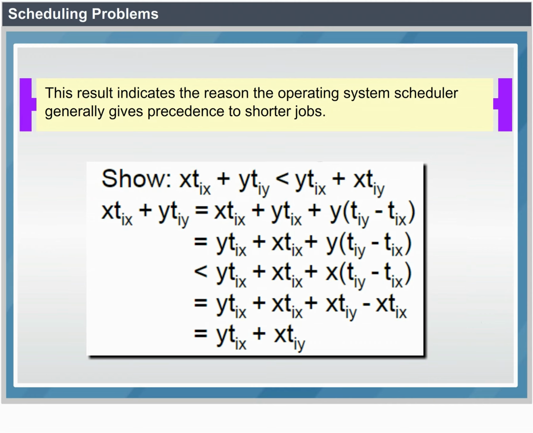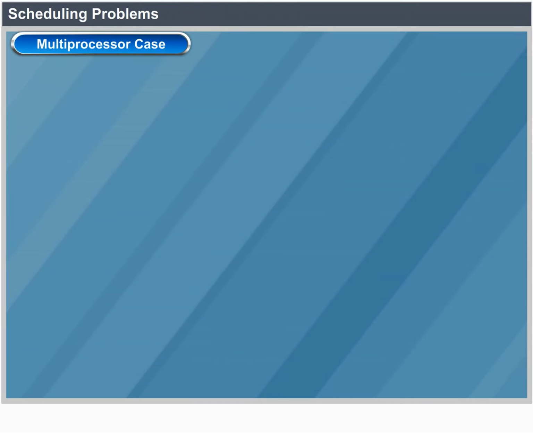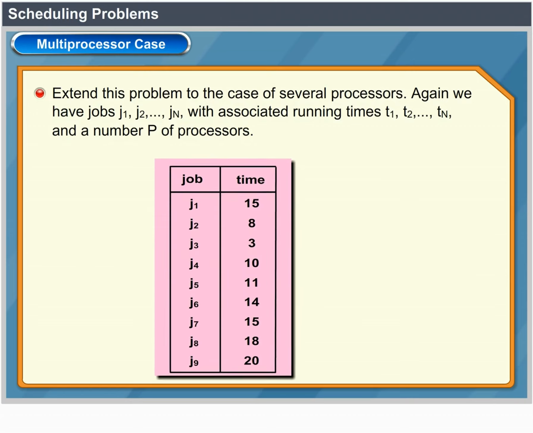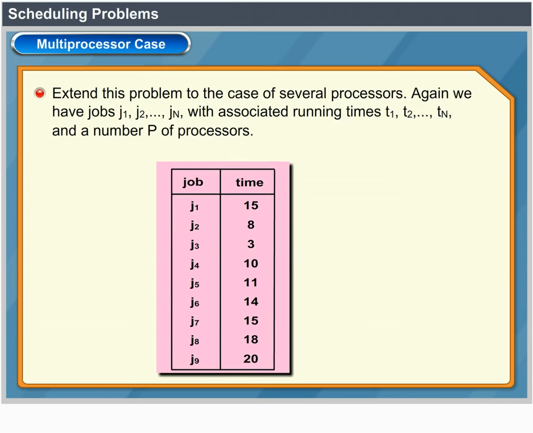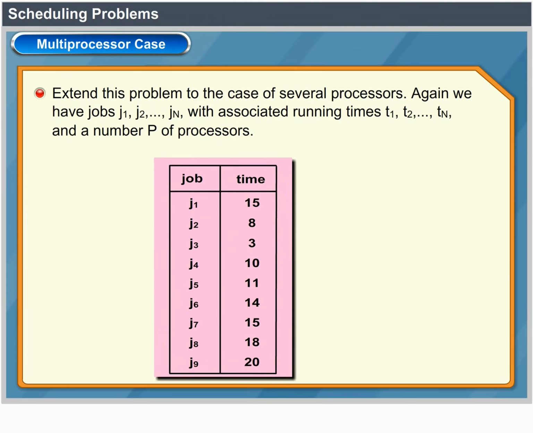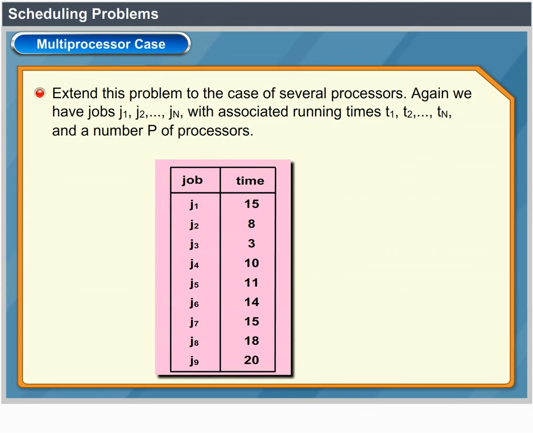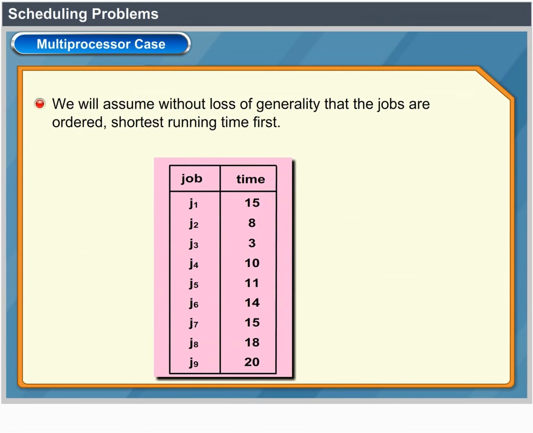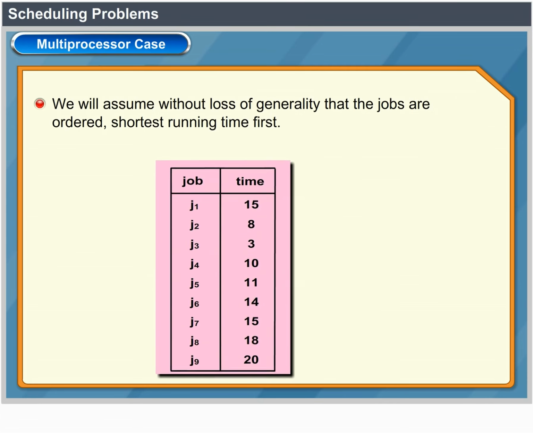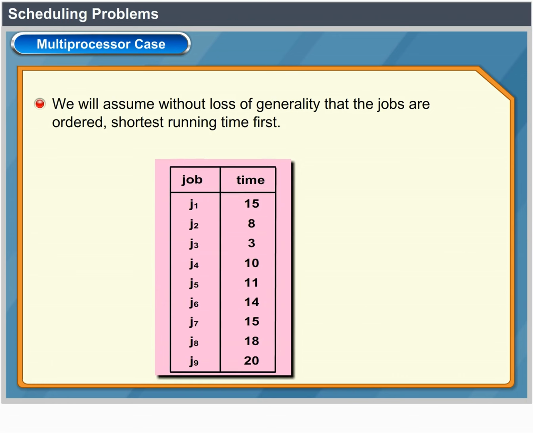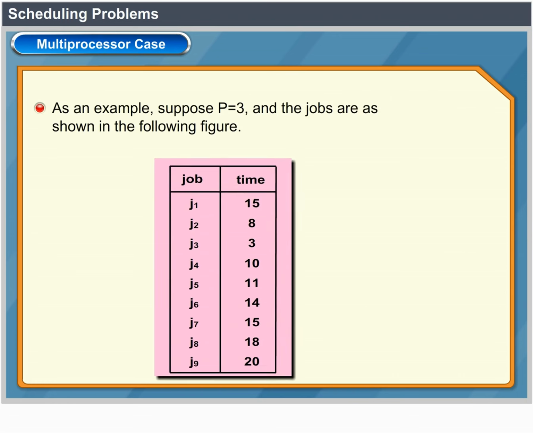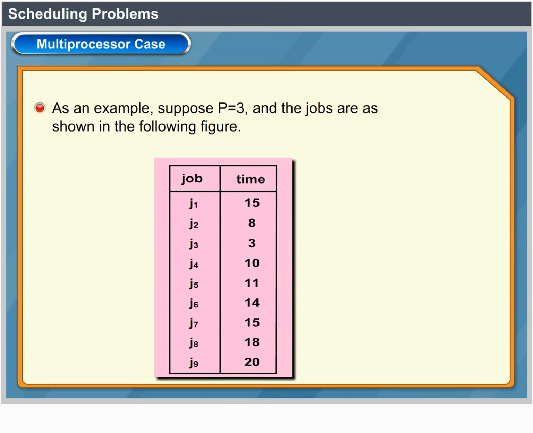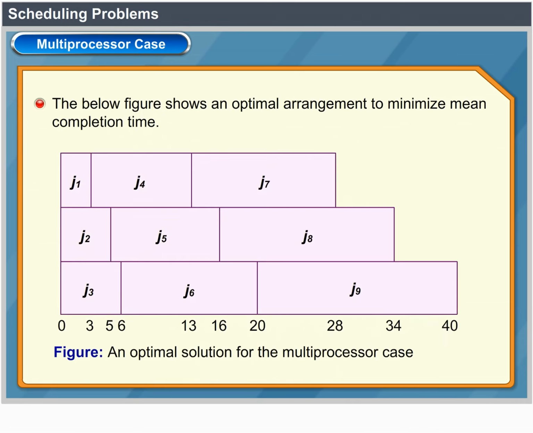Multiprocessor case. Extend this problem to the case of several processors. Again, we have jobs J1 up to Jn with associated running times T1 up to Tn and a number P of processors. We will assume, without loss of generality, that the jobs are ordered shortest running time first. As an example, suppose P equals 3 and the jobs are shown in the following figure. The below figure shows an optimal arrangement to minimize mean completion time.